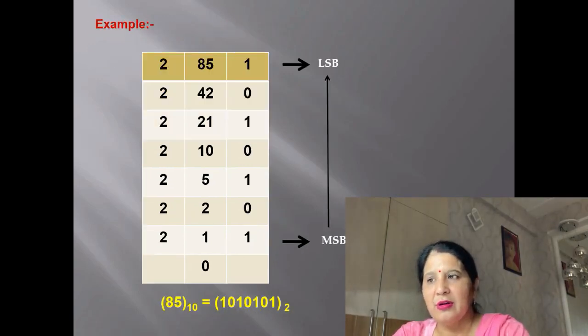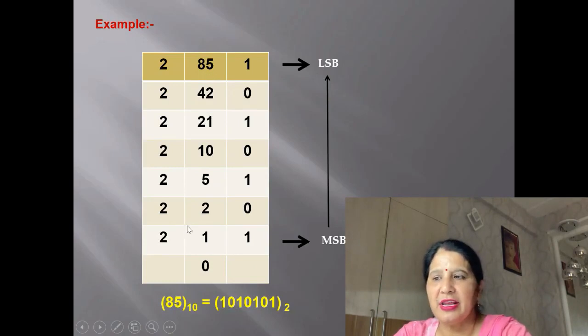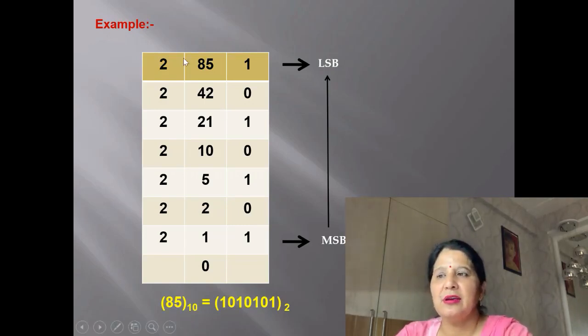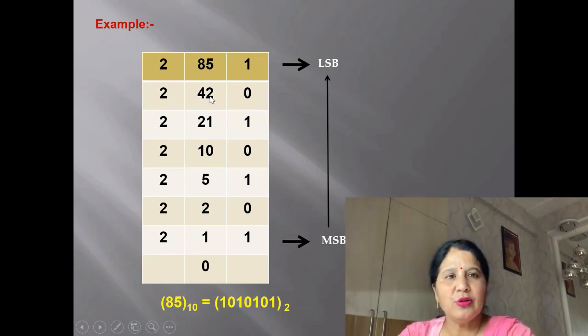Now one more question we will do. This is 85. The base is 10, so this is a decimal number. I will convert this number into a binary number. Same way, I will divide 85 by 2. Quotient will come 42, and remainder will be 1. Then 42 divided by 2, quotient will come 21, and remainder will be 0, because it divides by 2 completely, so the remainder will be 0.